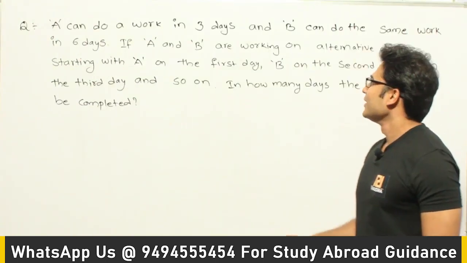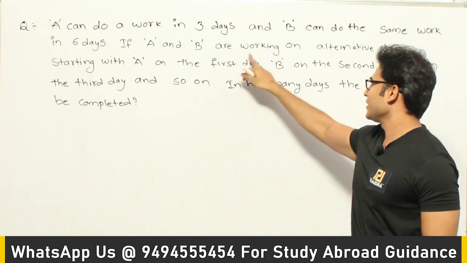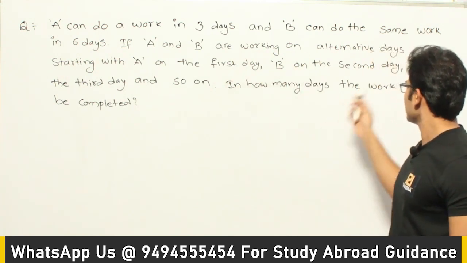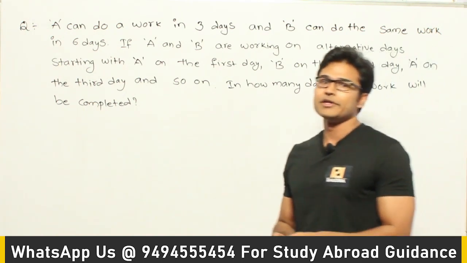Let's see this question. A can do a work in 3 days and B can do the same work in 6 days. If A and B are working on alternate days, starting with A on first day, B on second day, A on third day and so on, in how many days can the work be completed?